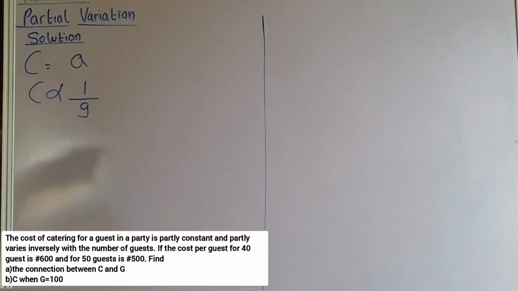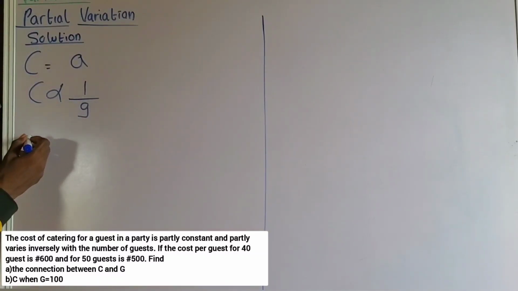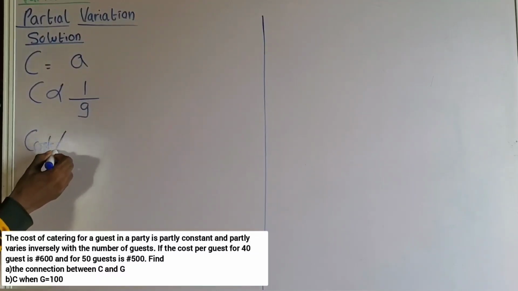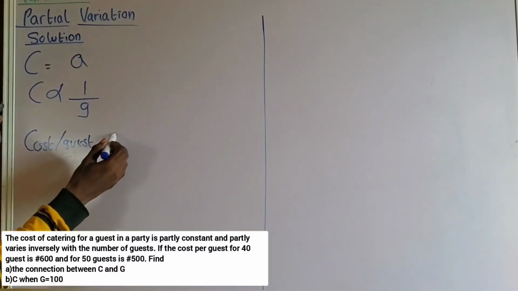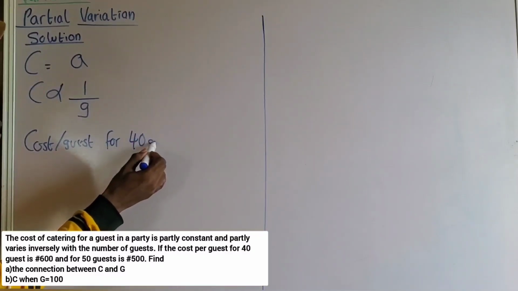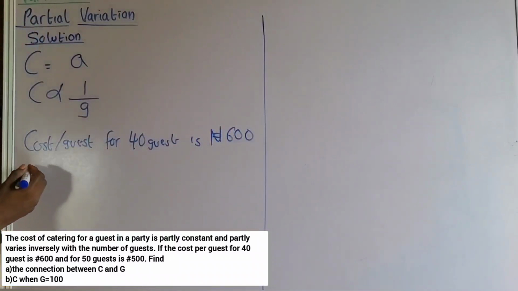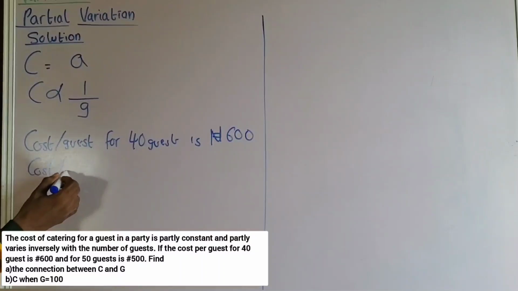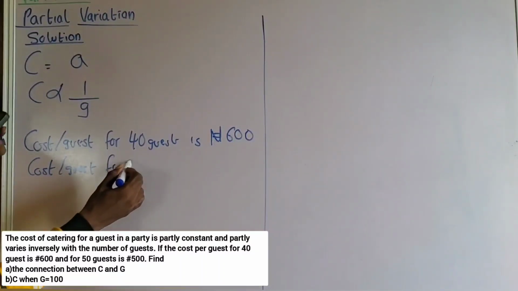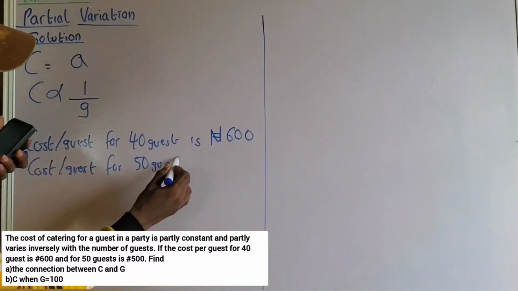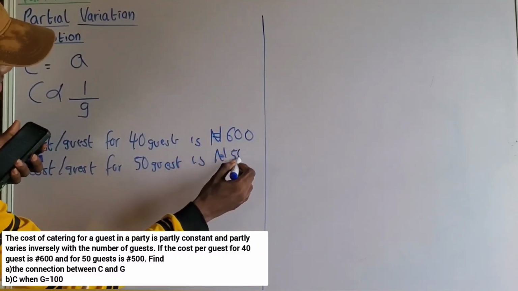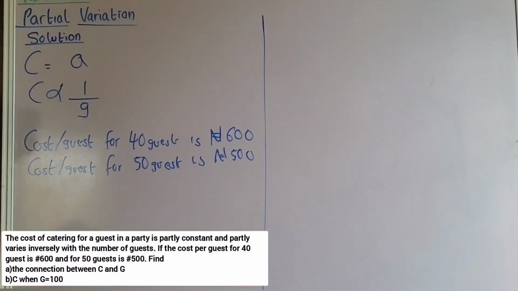Do you understand? Okay. The cost per guest for 40 guests is 600 naira. Now the cost per guest for 50 guests is 500 naira, right? Okay, now we have to find the connection between C and G.